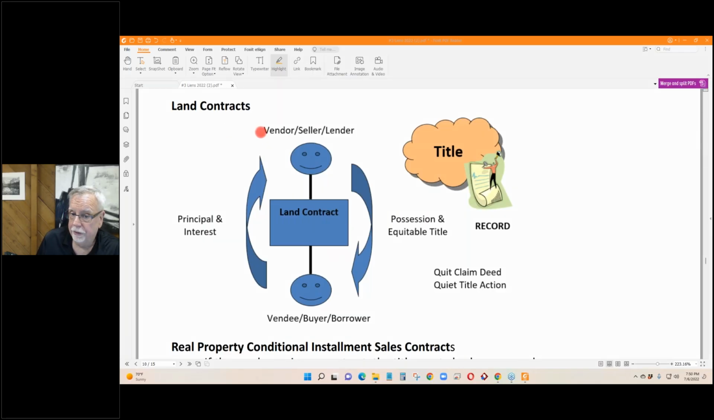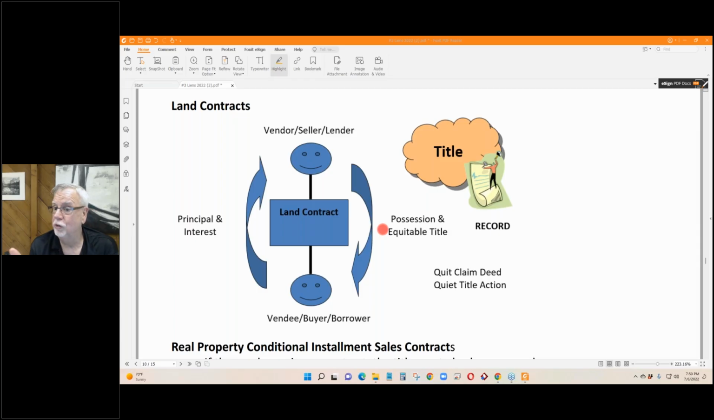The vendor, the seller, and the lender. Land contracts are seller financing. It's a way for the seller to finance the purchase. So the vendor, seller, lender has a land contract with the vendee, buyer, borrower. The vendee, buyer, borrower agrees to pay principal and interest, and they get possession, equitable title.